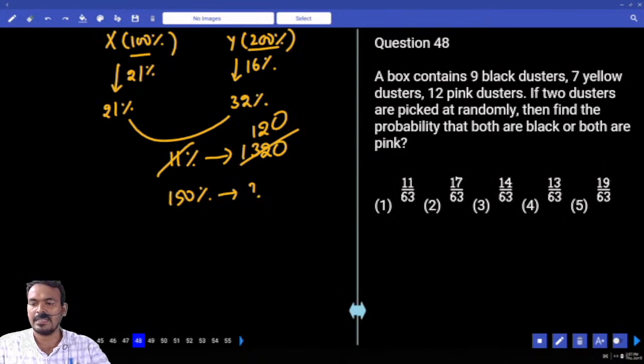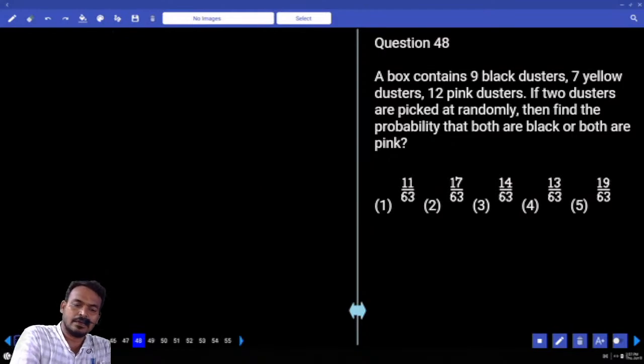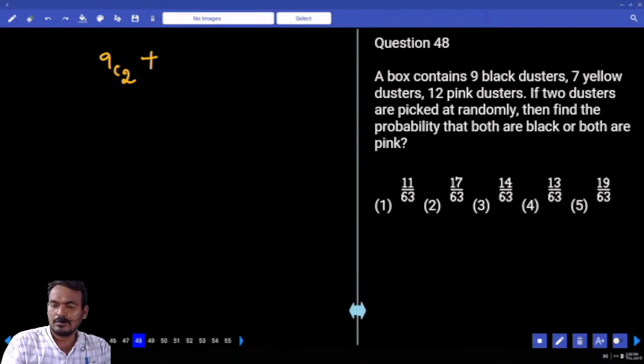A box contains 9 black dusters, 7 yellow dusters and 12 pink dusters. If 2 dusters are picked at random, then find the probability that both are black or both are pink. First of all, how many black dusters are there? 9. Out of that 9 we choose 2 dusters. Or how many pink color? 12. Out of 12 we choose 2.